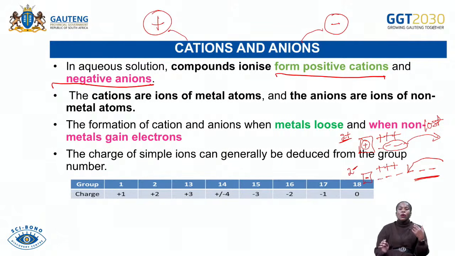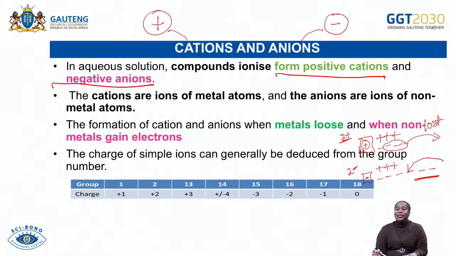Now group 15, because they are non-metals, they gain electrons. They'll have an excess of electrons, hence they're going to become what? Negatively charged. And when they become negatively charged, their charge will be -3 on group 15, then group 16 will be -2, and then group 17 will be -1.